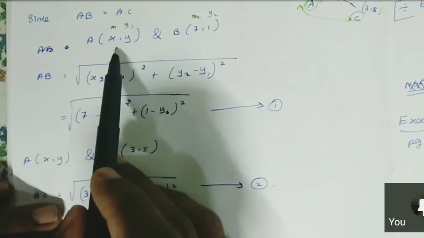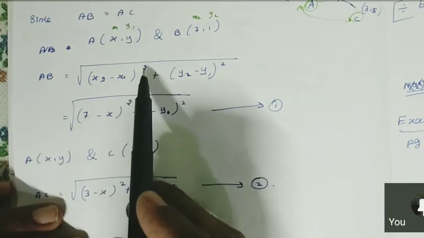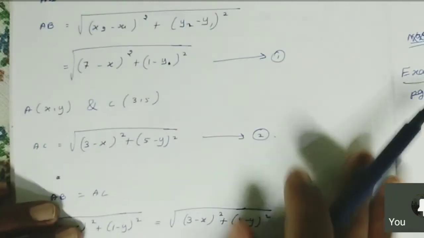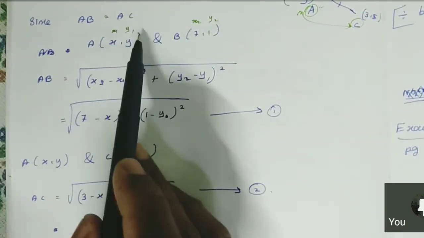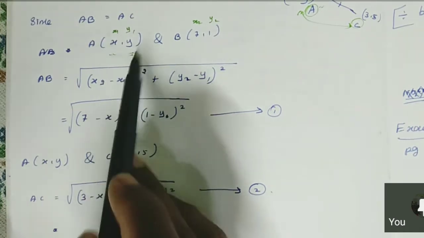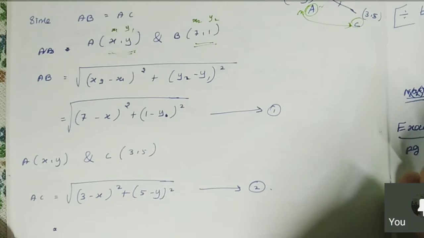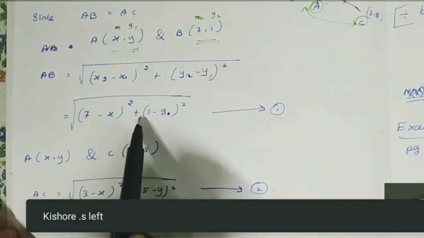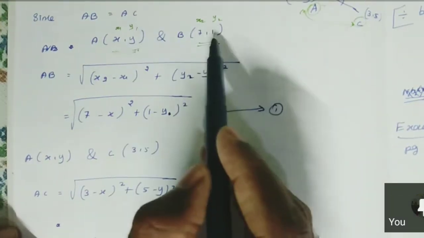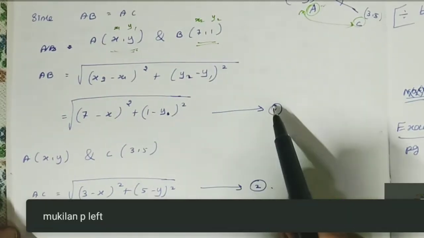Now we can find the distance of A and B. A point is x comma y, B point is 7 comma 1. So the distance AB is equal to square root of x2 minus x1 the whole square plus y2 minus y1 the whole square. The first point x1, y1 is x, y. The second point is 7 comma 1, x2, y2. So x2 minus x1, that is 7 minus x the whole square, plus y2 minus y1, 1 minus y the whole square. We cannot simplify it now, so just mark it as equation number 1.